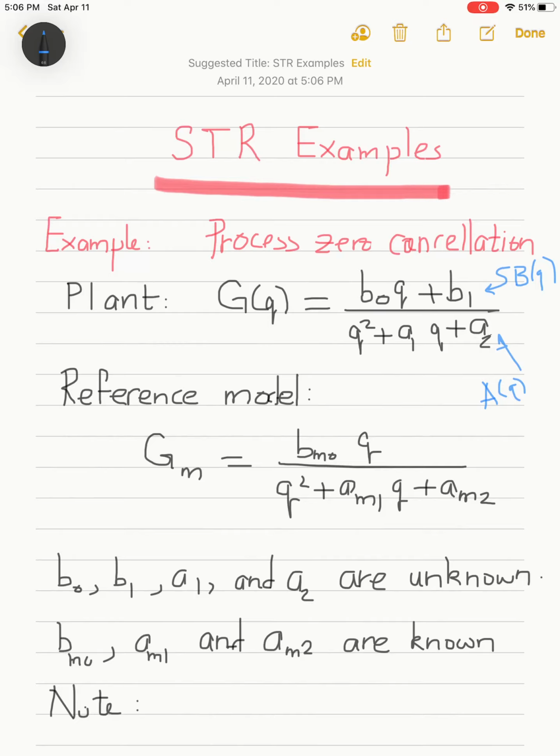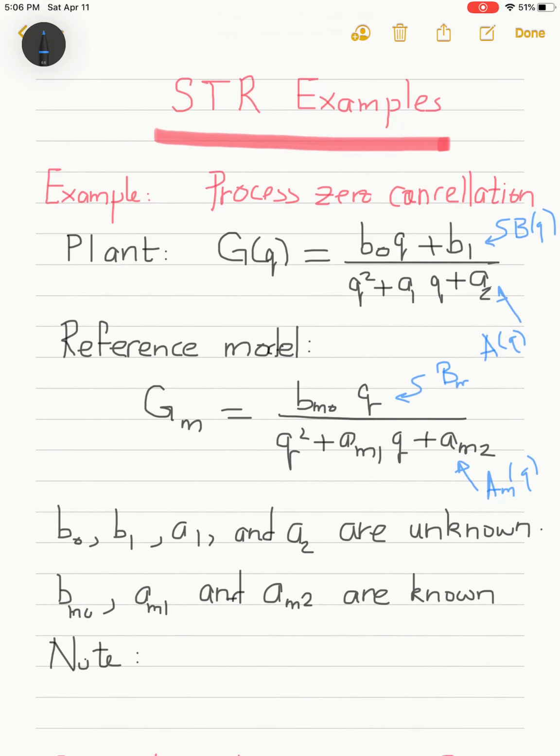Similarly, in the reference model, we'll have the numerator, we'll call it Bm, and the denominator, we'll call it Am. We will assume that the parameters of the plant are not known, so that means that b0, b1, a1, and a2 are unknown. And the parameters of the reference model are of course known, because these are parameters that we select so that the system's input-output relation would behave the way we like.